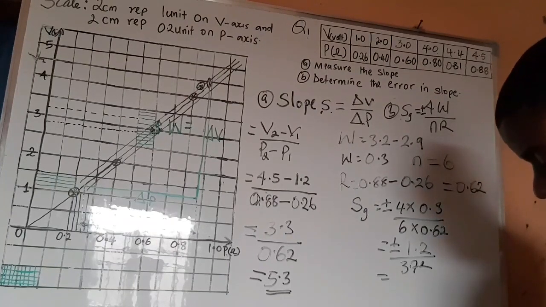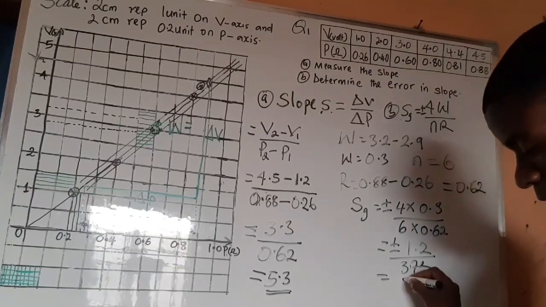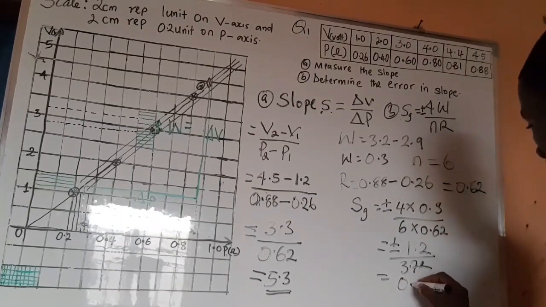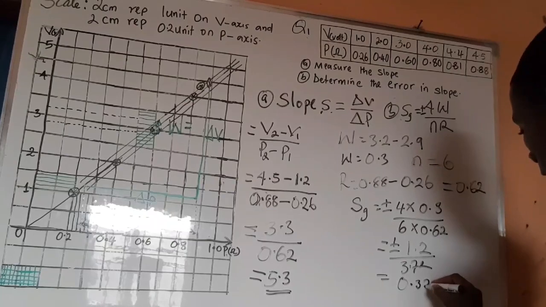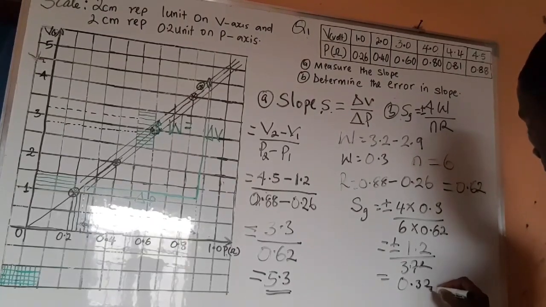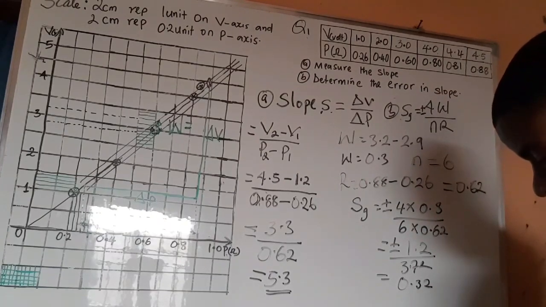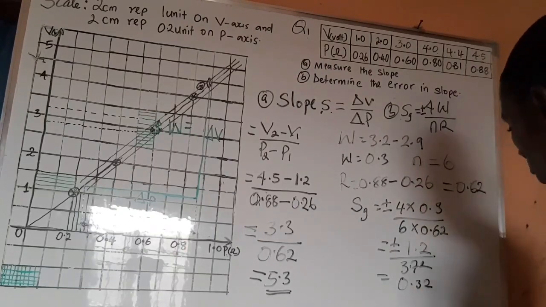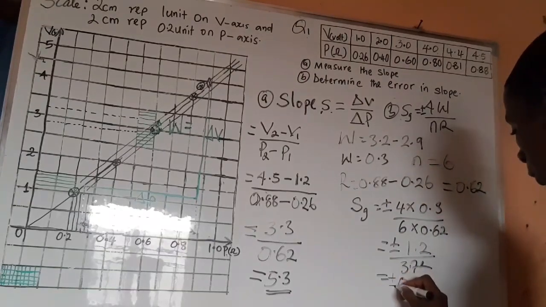Okay, let's take it again. 1.2 divided by 3.72. Then we have 0.32. So this is going to give us 0.32. Okay, so yes, we have 0.32.